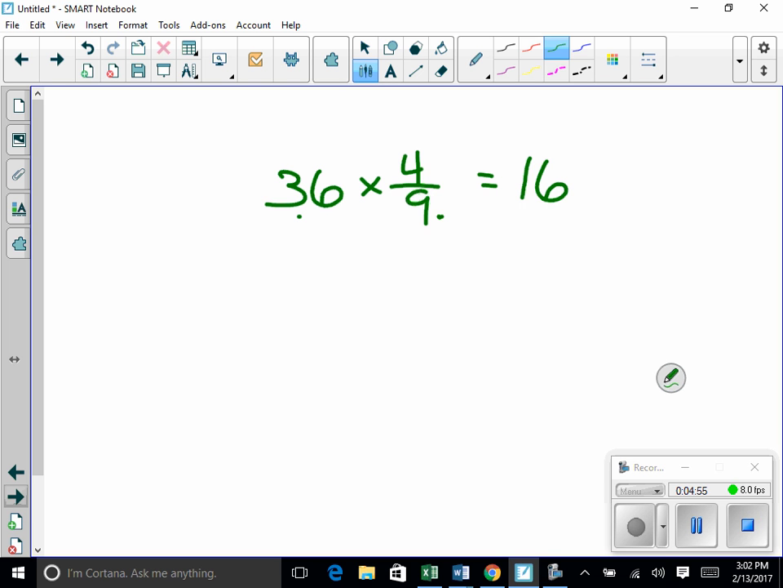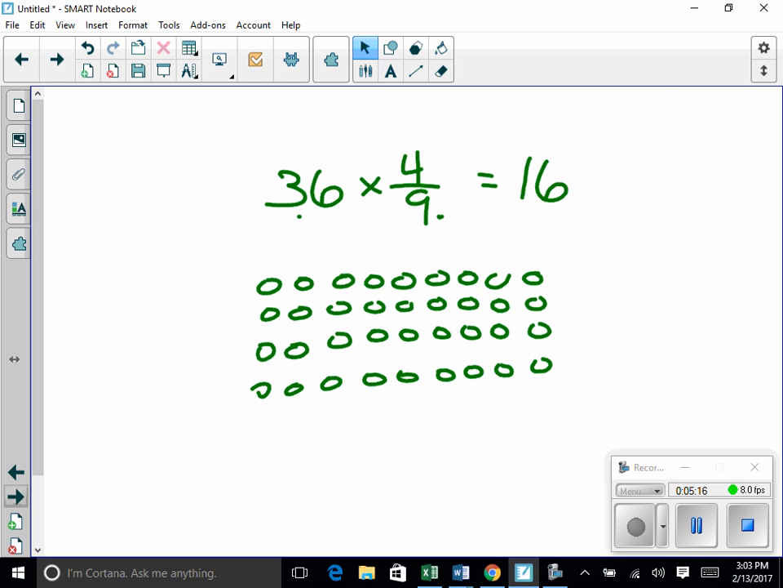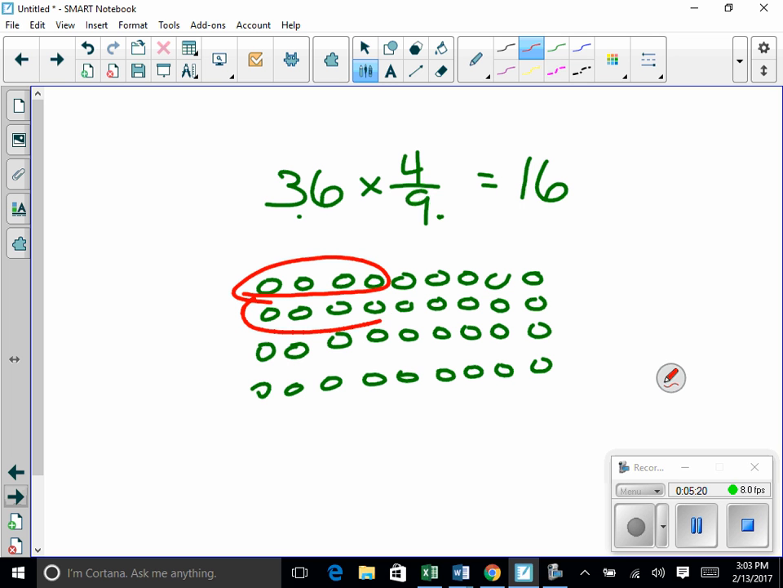36 dots, 9 in each row. 1, 2, 3, up to 36. Okay, 36. And we need to circle 4 out of 9. 1, 2, 3, 4 in each row. Count them: 4, 8, 12, 16. There it is. Great.